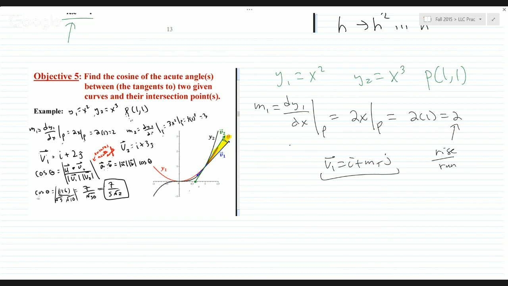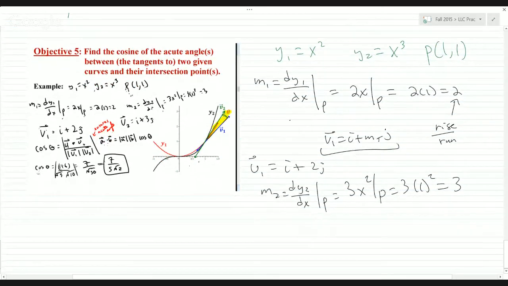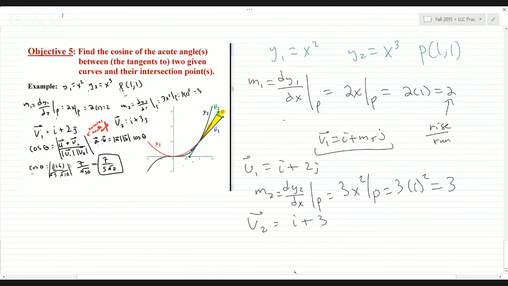Okay. Let's just finish this and then we'll see. Okay. So then V1 is equal to I plus 2j. Okay? Finding the slope of the second, dx at p is equal to 3x squared at p, which is equal to 3 times 1 squared, which is equal to 3. Okay? So then V2 is equal to I plus 3j.